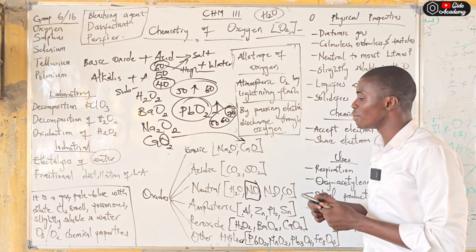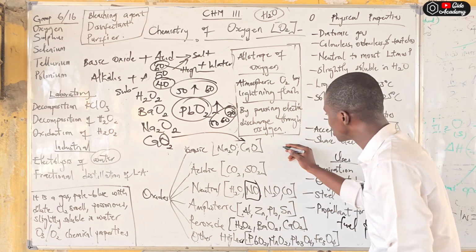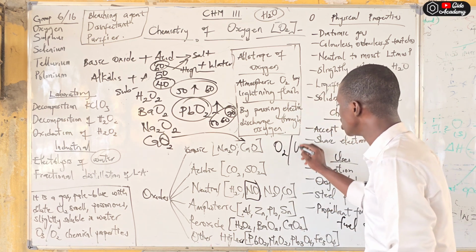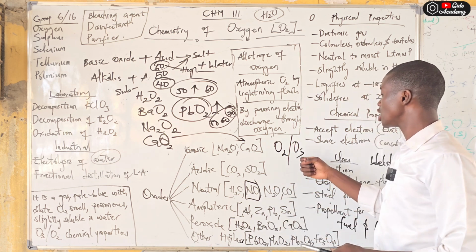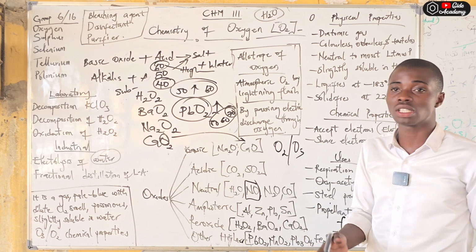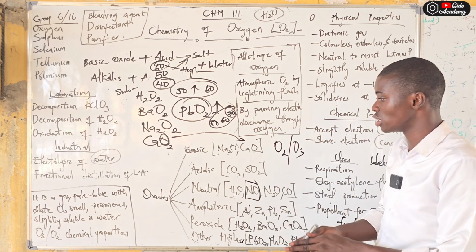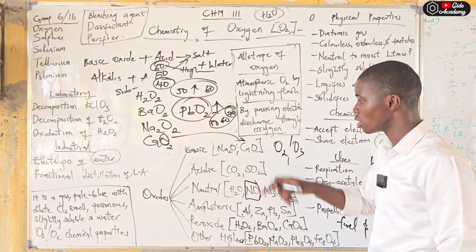So what is the difference between ozone and oxygen? The truth is that ozone is O3 and oxygen is O2. A triatomic oxygen is referred to as what? As ozone. While the diatomic oxygen is the one we know as what? As the oxygen.